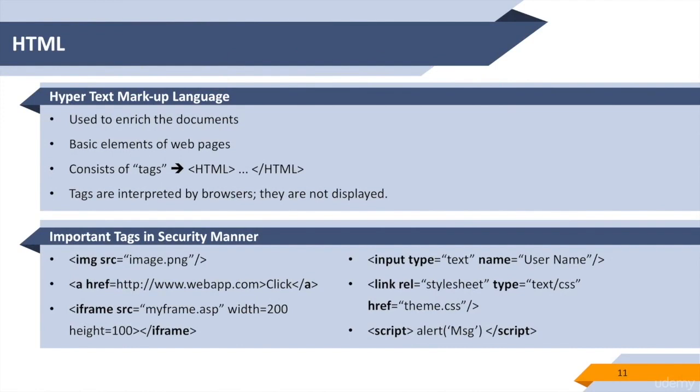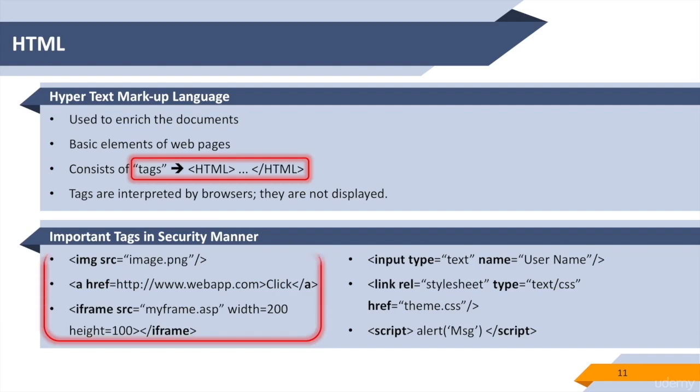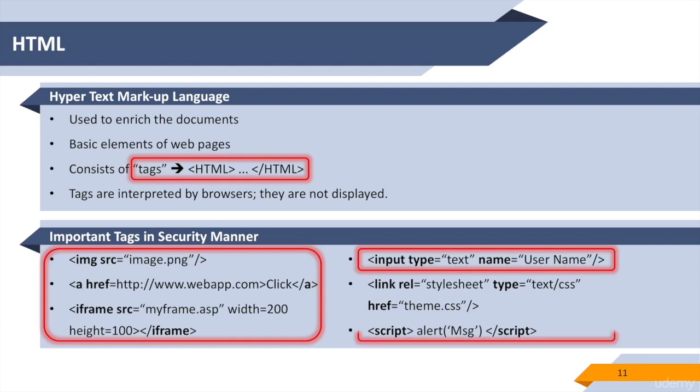Hypertext Markup Language, HTML, is the standard markup language for creating web pages and web applications. The building blocks of HTML pages are HTML elements. HTML elements are delineated by tags written using angle brackets. Browsers do not display the HTML tags, but use them to interpret the content of the page. Here you'll see some of the HTML elements important for us. And you can see here how to reach resources, input fields, and tags to use scripts.